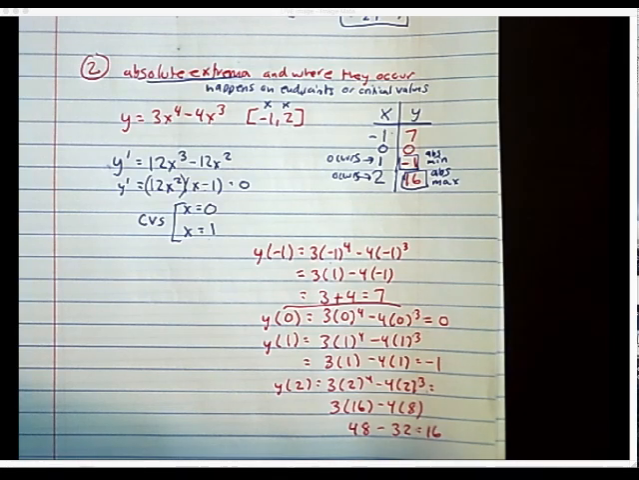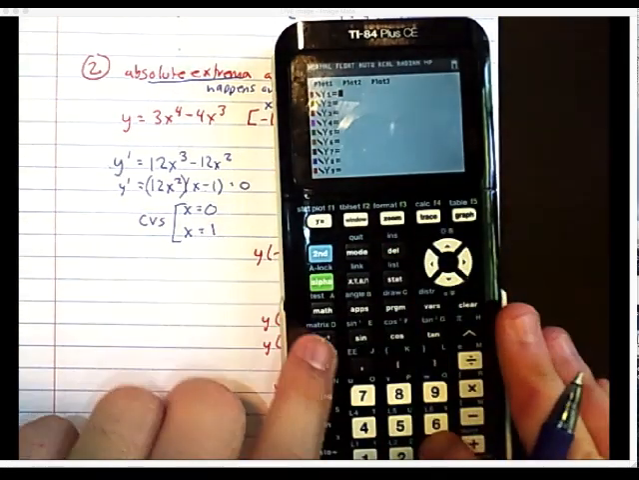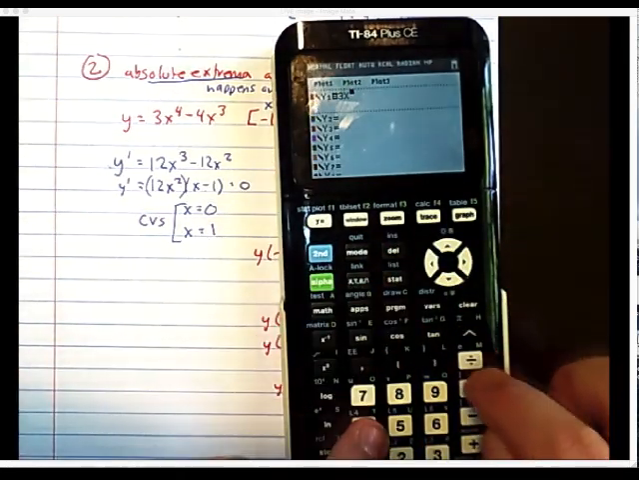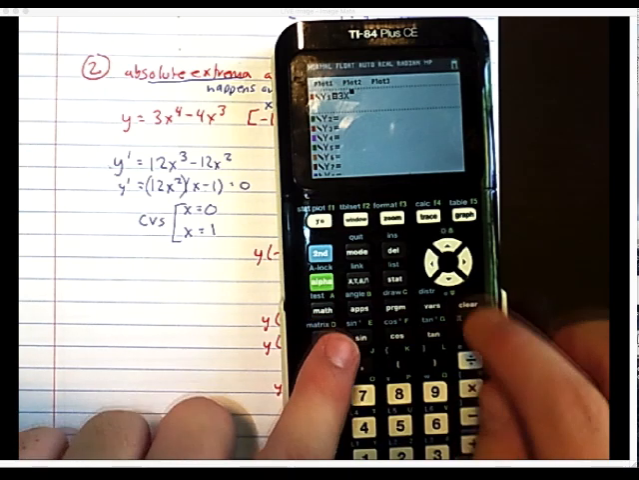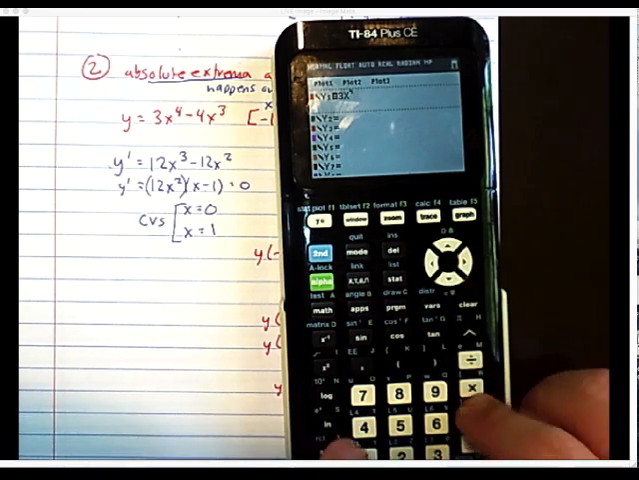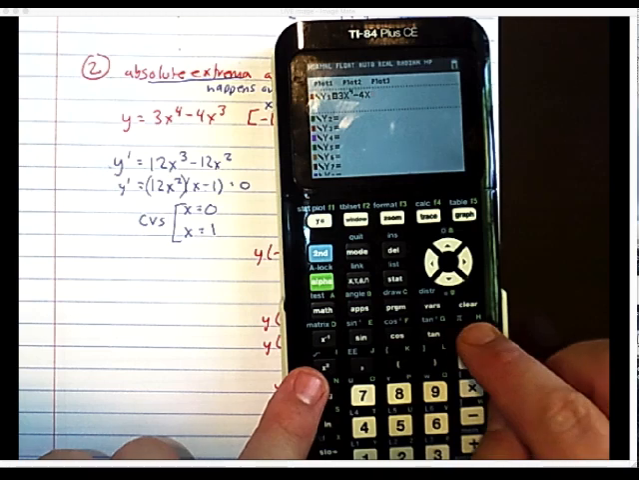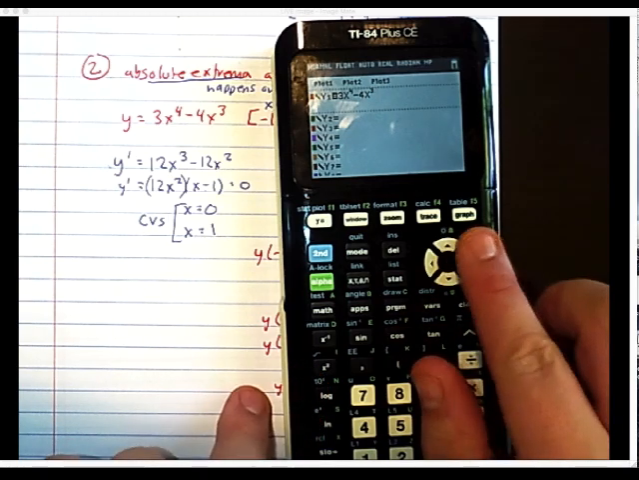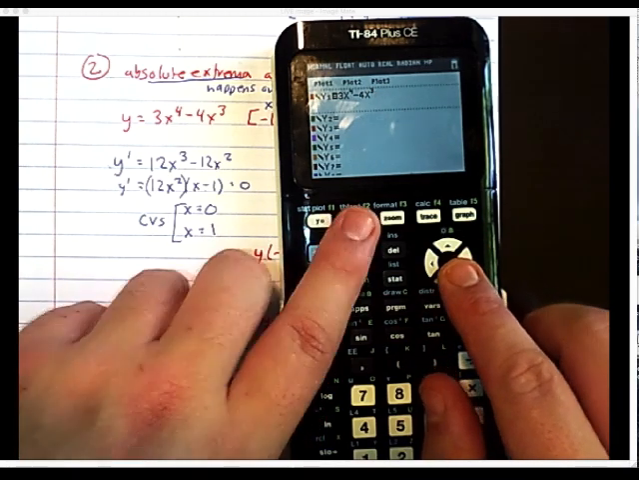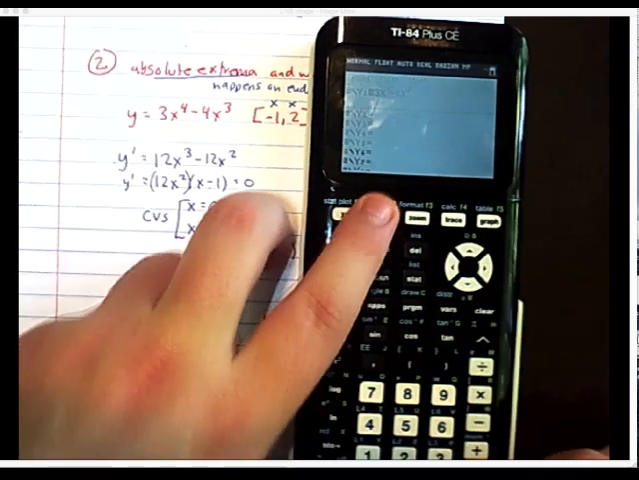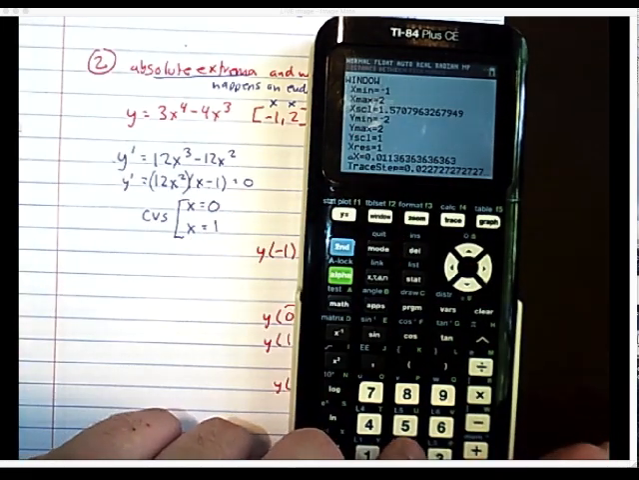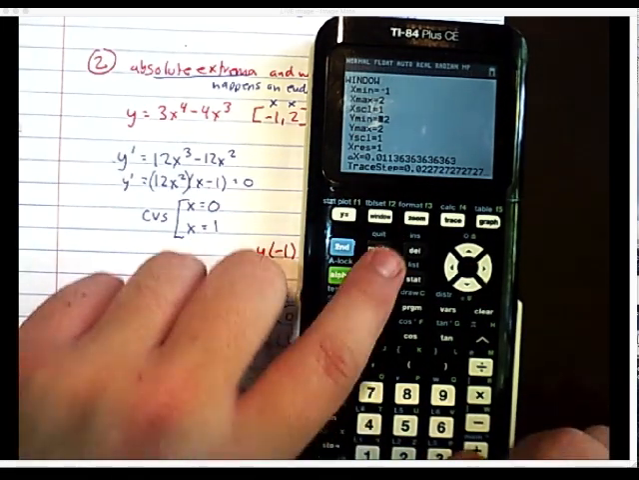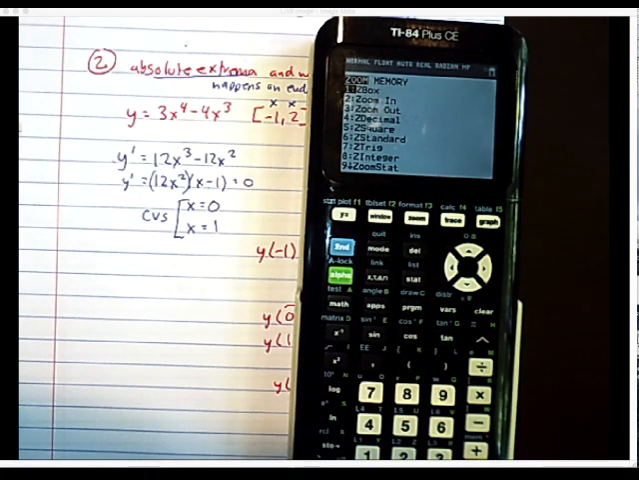Let's just use our calculator and put in the original function. Let's make sure that's true. 3x to the 4th minus 4x cubed. Okay, I only care about it on the interval negative 1 to 2. So I'm just going to change my x values here. And then I'm going to do a zoom fit.